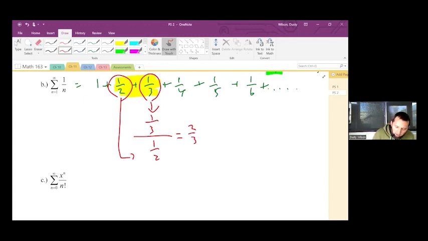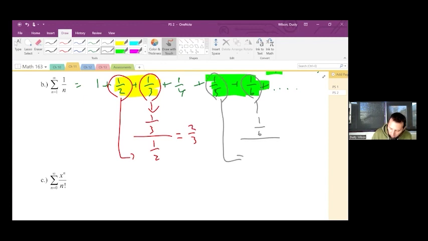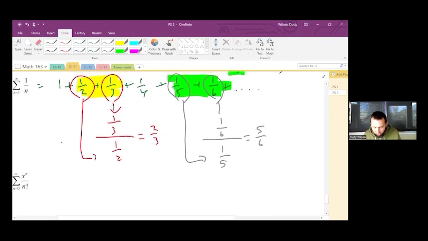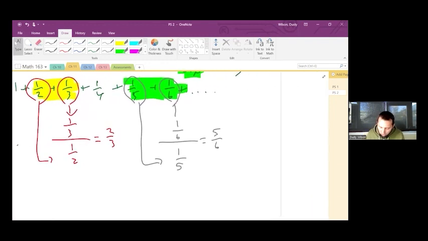And then maybe we could look at some later terms. Suppose we look at these green ones. Here, we'll look at the second term, 1/6, and divide by the first term, 1/5, and this simplifies to 5/6.